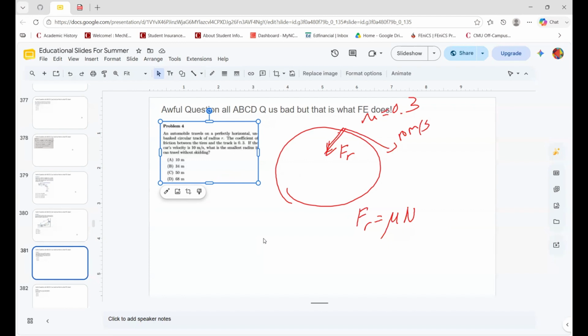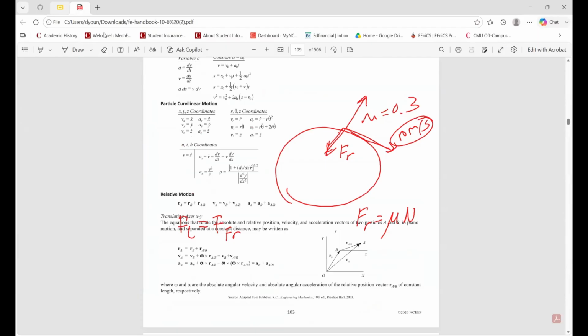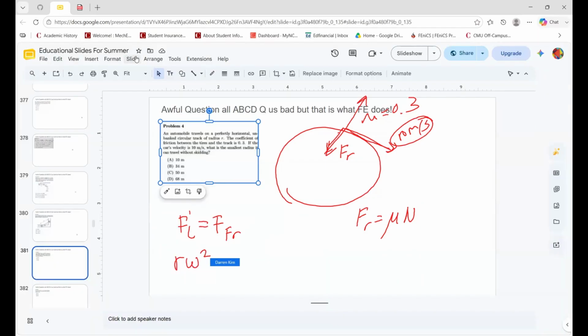Let me read the question again. Okay, and the velocity is over here. What's the smallest radius it can travel? So that probably is it. All we have to do is Fc equals F friction, because there's going to be an Fc because of this velocity. This fictitious force is R omega squared, multiplied by m. So m v squared divided by r equals mu m g, where the m is deleted.